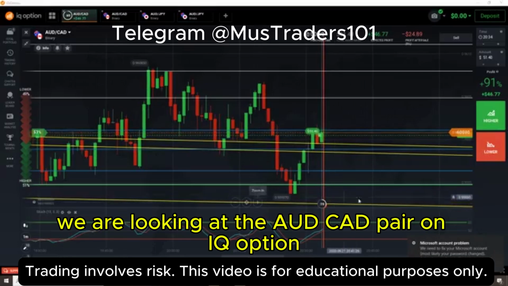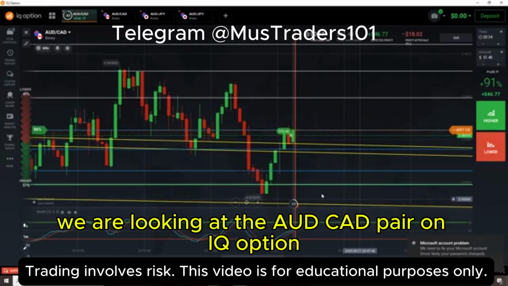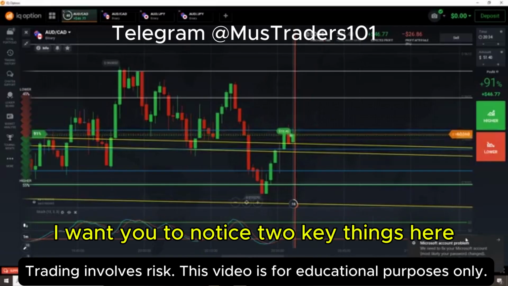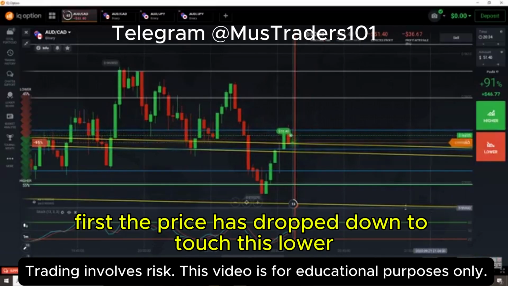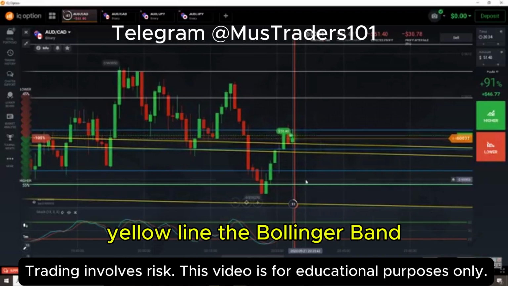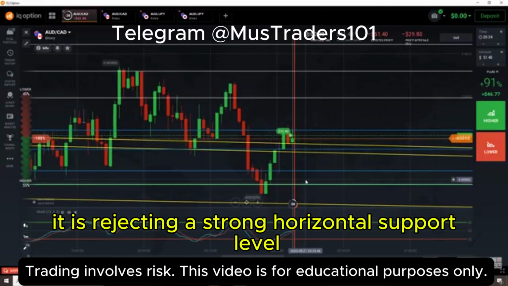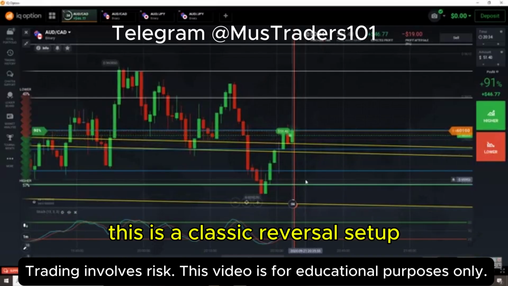We are looking at the AUD CAD pair on IQ Option. I want you to notice two key things here. First, the price has dropped down to touch this lower yellow line, the Bollinger Band. And second, it is rejecting a strong horizontal support level. This is a classic reversal setup.